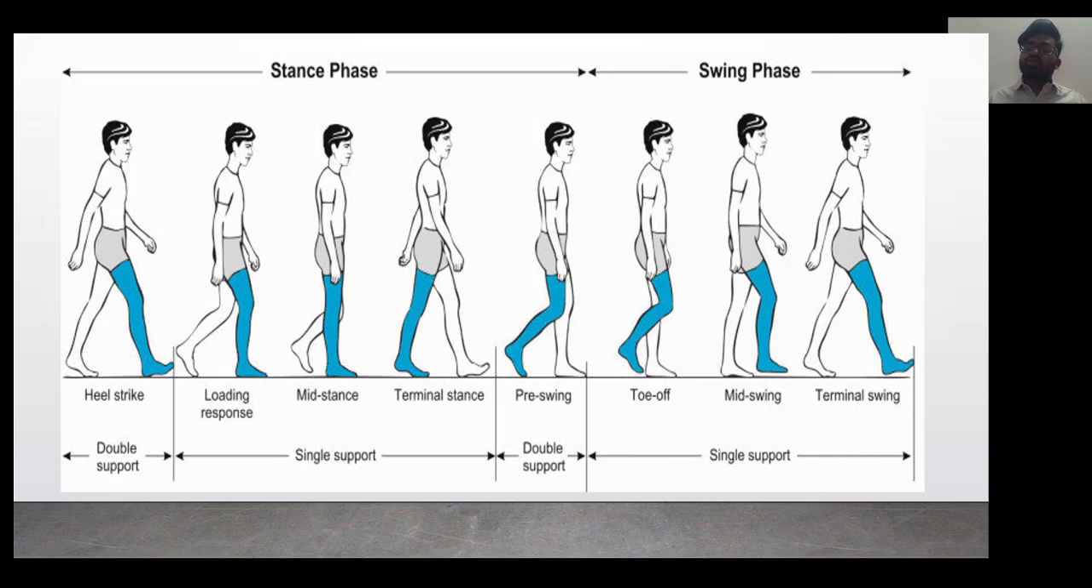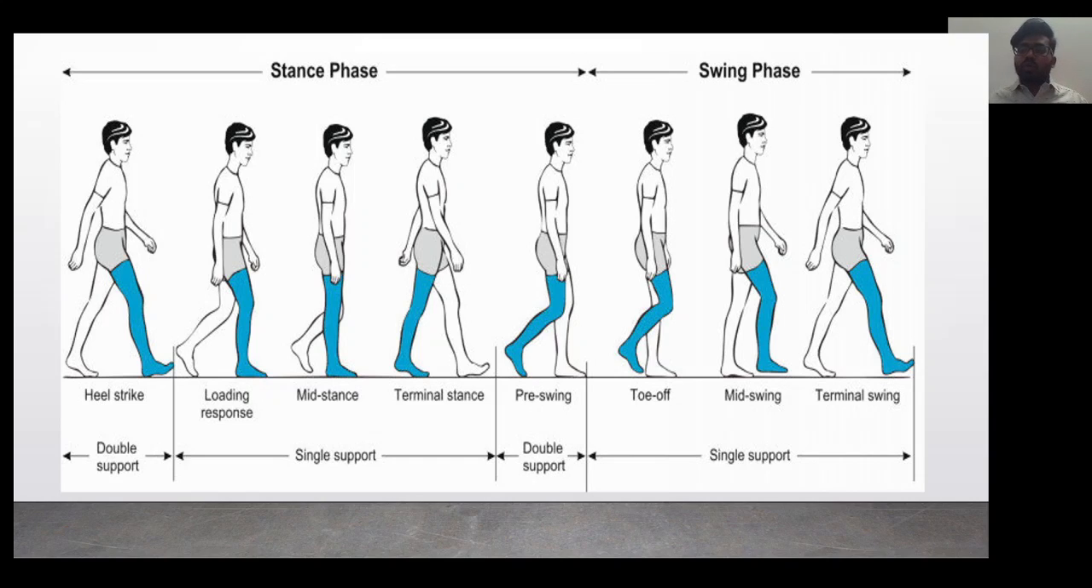And what happens? It goes to the swing phase. So we have three parts: toe off, mid swing, and terminal swing. Toe off is when the foot pushes off the ground and the toe is completely off. Then we have the mid swing, where it goes through, crossing the other leg, and terminal swing is when it is about to do a heel strike. So this is how we separate the double support, single support, and double support phases.